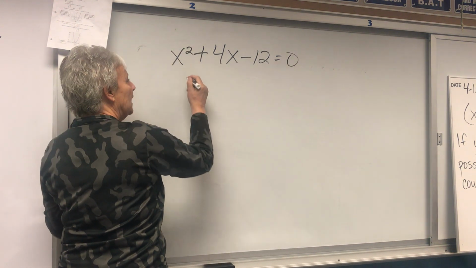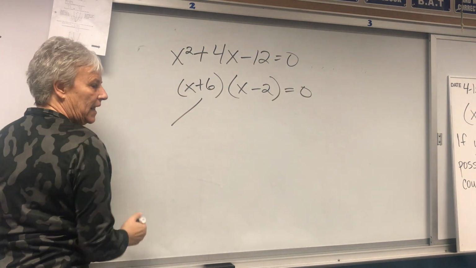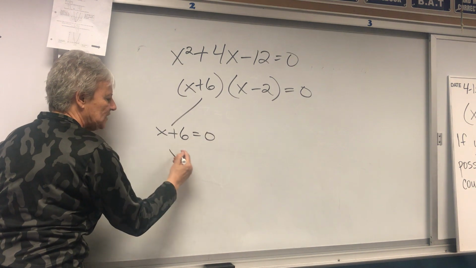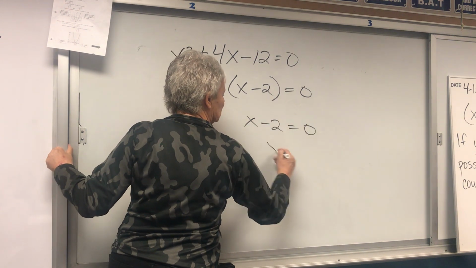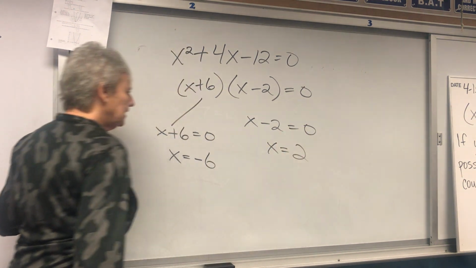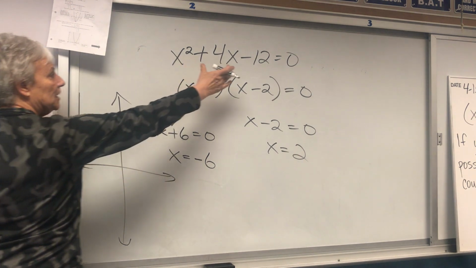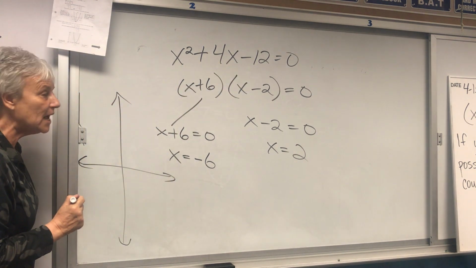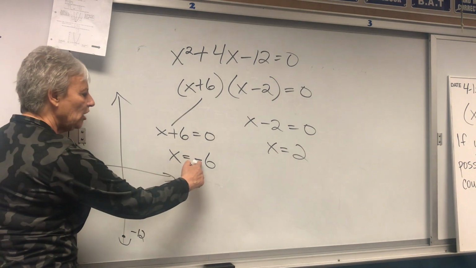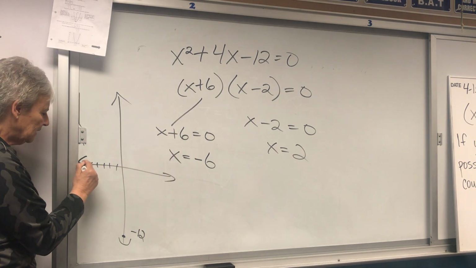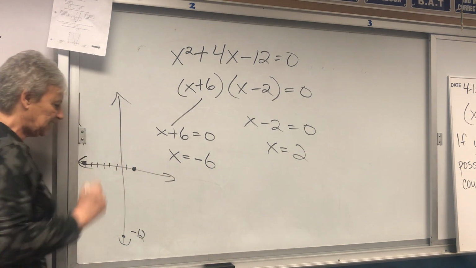Now, the answer was x plus 6, x minus 2. If x plus 6 equals 0, what's x? Negative 6. If x minus 2 equals 0, what's x? 2. Now let's think about everything we know now. According to the original, we have a y-intercept of negative 12. We also are going to cross the x-axis here, and we're going to cross the x-axis here.